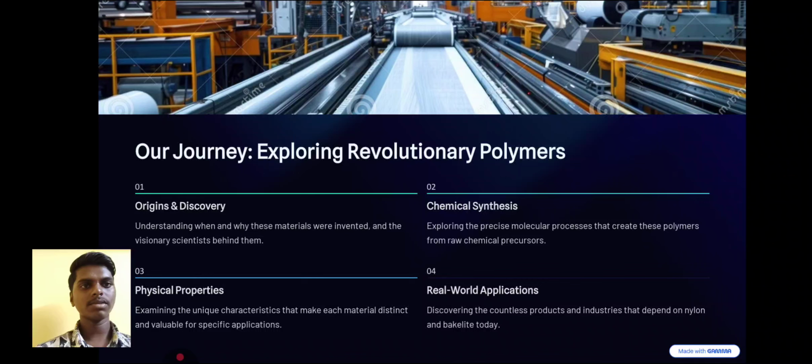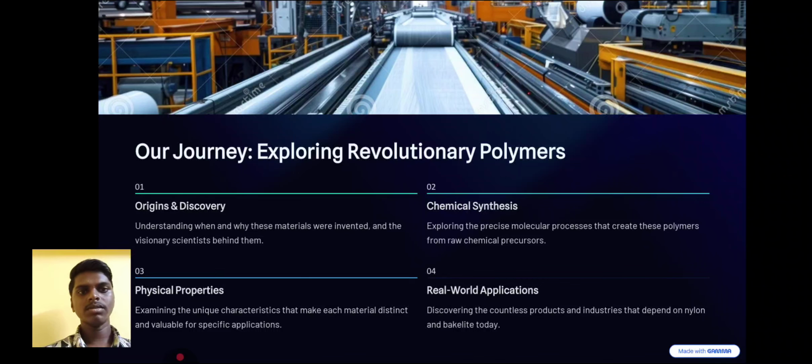Our journey exploring revolutionary polymers. First one, origins and discovery. Understanding when and why these materials were invented and the revolutionary scientists behind them. Second one, chemical synthesis. Exploring the precise molecular processes that create these polymers from raw chemical precursors.